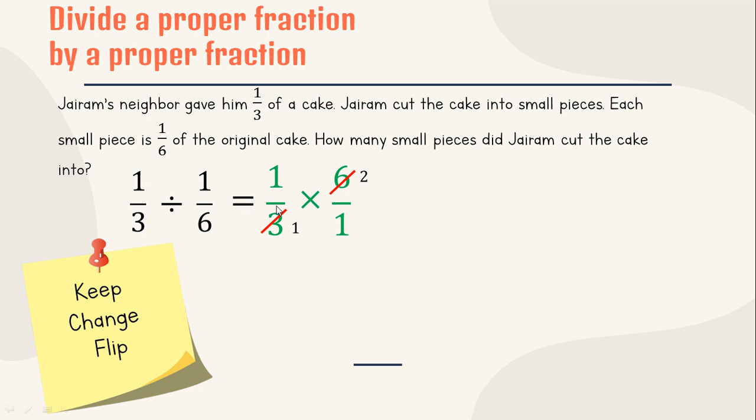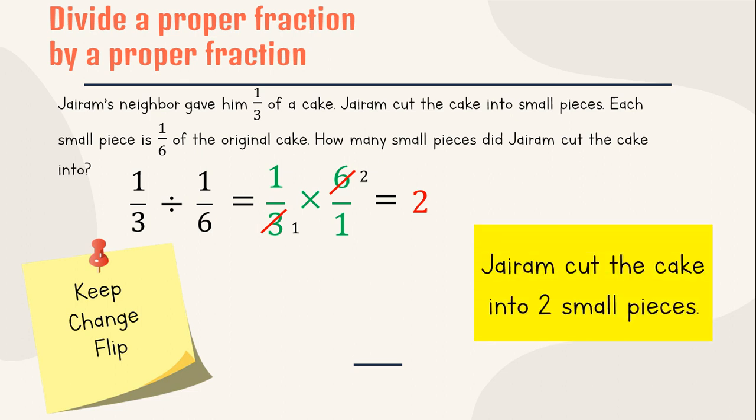Miss Sarah, can we simplify this and this? Cannot. This cannot be divided by this one, but yes, you can simplify a fraction. If you want to learn how to simplify a fraction, please go back to the previous grades, and you will have that lesson coming to you again. So 1 times 2 equals 2, and 1 times 1 equals 1. 2 per 1 is actually 2. So Jairam cut the cake into 2 small pieces.